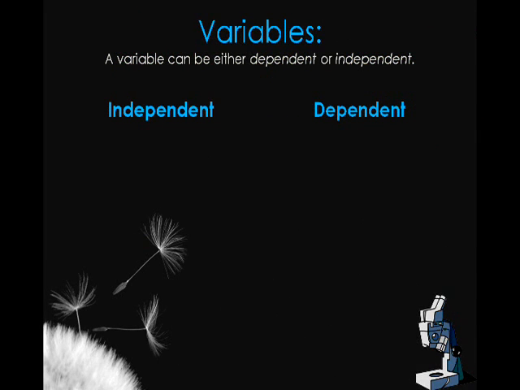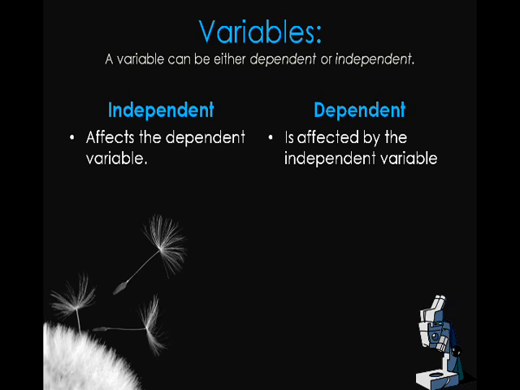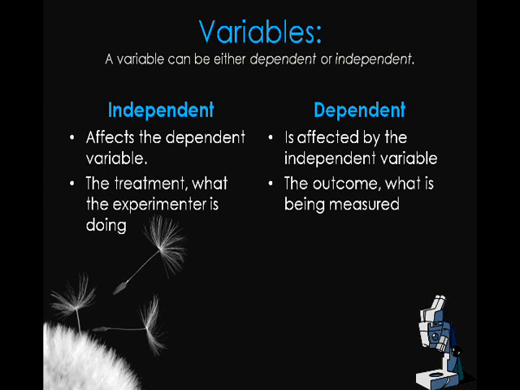When we're talking about an experiment, the variables can be either dependent or independent, and you will be asked to identify independent and dependent variables in upcoming assignments, assessments, and even on your final exam. So make sure that you are able to pull an independent variable and the dependent variable out of a given experiment. First, the independent variable affects the dependent variable, and the dependent variable is affected by the independent variable.